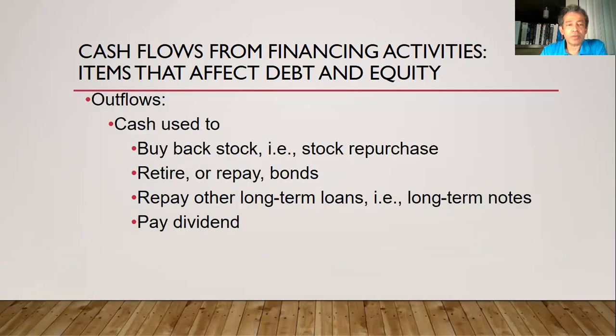And then outflows would be buying back your own stock, like stock repurchase, or retiring or repaying bonds, repaying other long-term loans, and paying dividends. When it comes to all those repayments, the exact cash amount that you actually used to repay a loan counts. So if a loan repayment involved any penalties, then that should be included too. Whatever money you used, the actual cash used, must be reported.